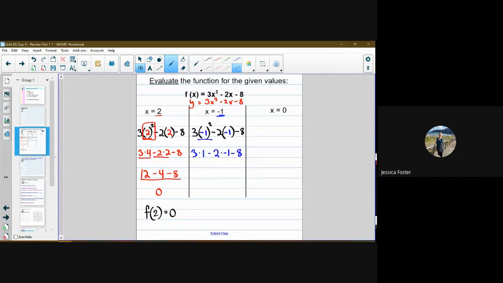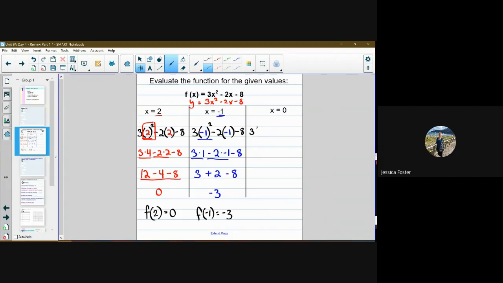All right, same thing as before. We're going to go through and multiply now. 3 times 1 is positive 3. Negative 2 times negative 1 is a positive 2. And my minus 8 stays as it is. So I got 3 plus 2, which is 5. 5 minus 8 is negative 3. And if you needed to put that in a calculator, that is a-okay. So I put in a value of negative 1, and I got out the value of negative 3. Last one here, I have x equals 0.